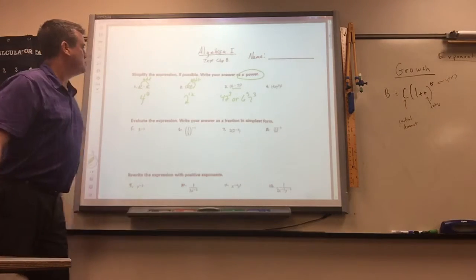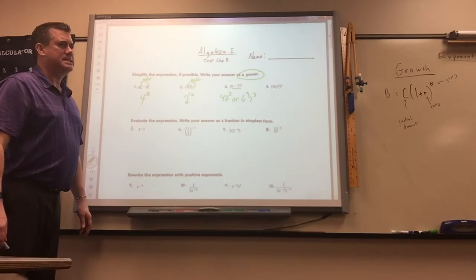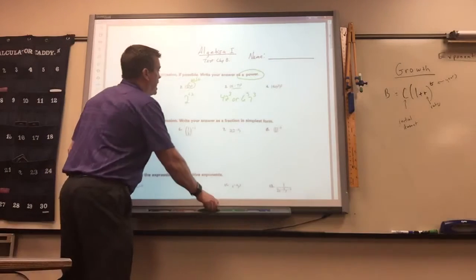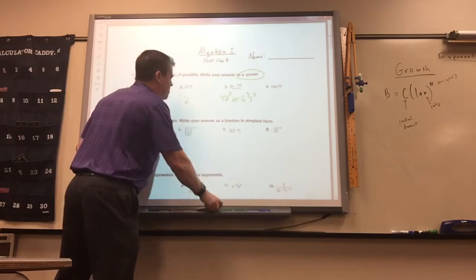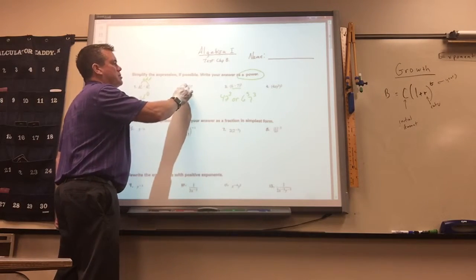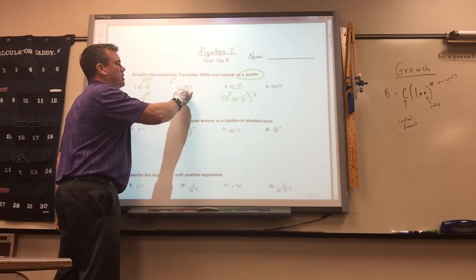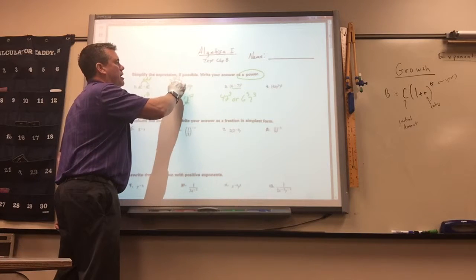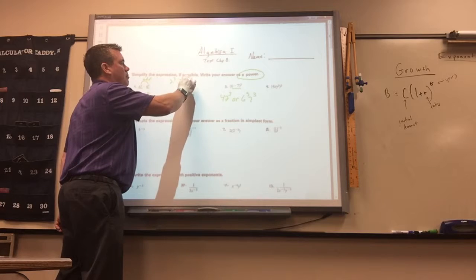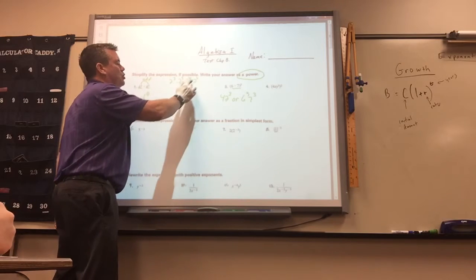So for number 2, would you not do the 2 to the 4th? No, because what this means is you've got a 2 cubed in the parentheses. You want 4 of them. So that's why you get 2 to the 12th.